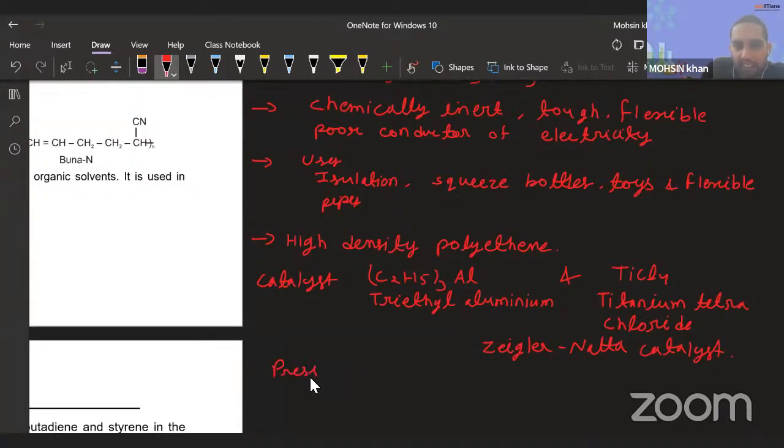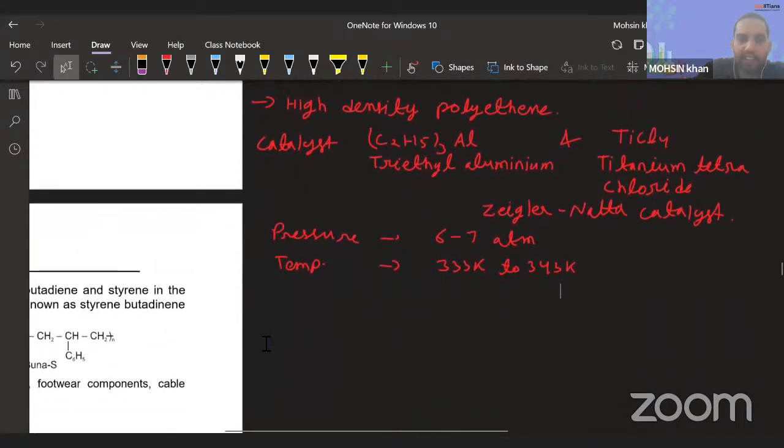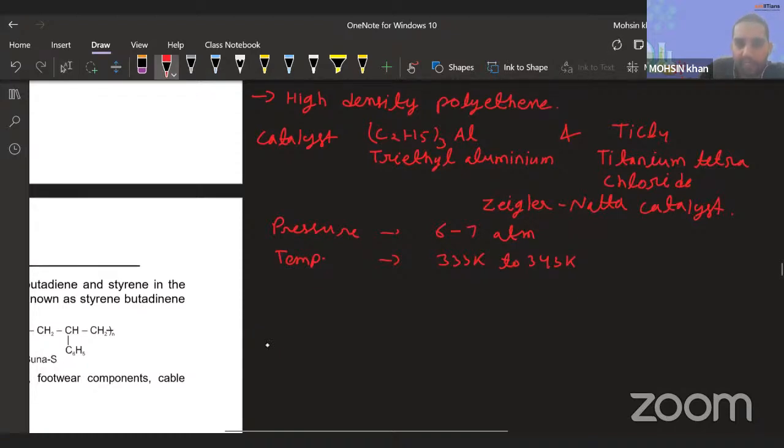Pressure is low. Low pressure is required in the range of 6 to 7 atm only. And the temperature ranges from 333 Kelvin to 343 Kelvin for the high density polythene. And high density polythene basically consists of linear chains, like this, simple linear chain.